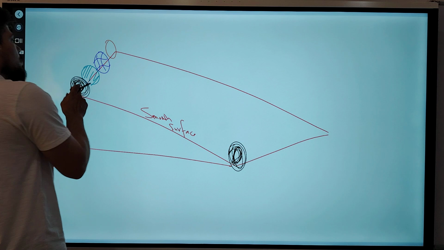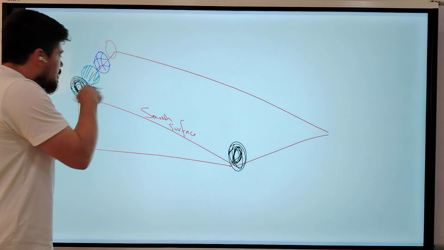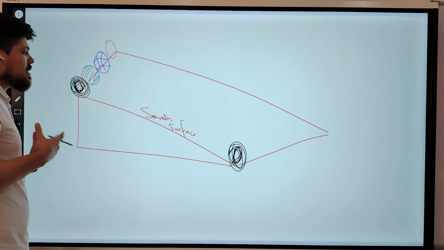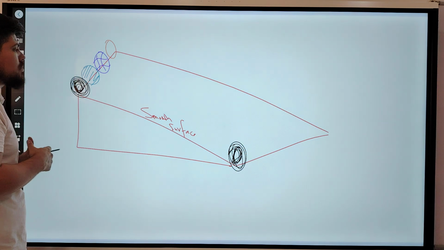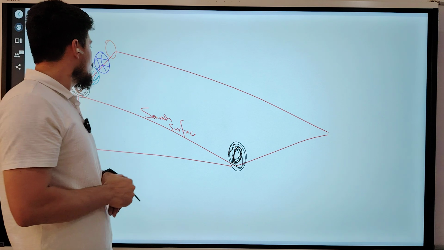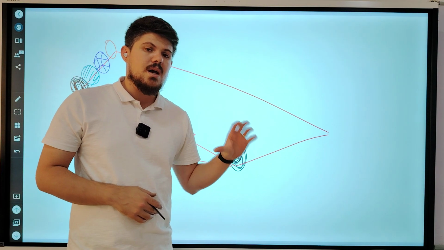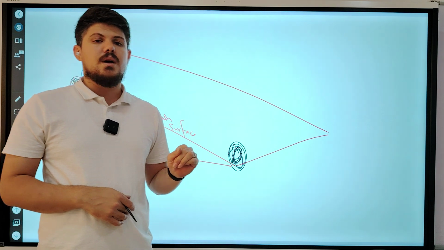Why? Because on a smooth surface, the object doesn't rotate. When the object is not rotating, in that case, the object is considered to be a point mass. For a point mass, according to Newton's law, all objects reach the bottom of the incline at the same time, at the same rate.